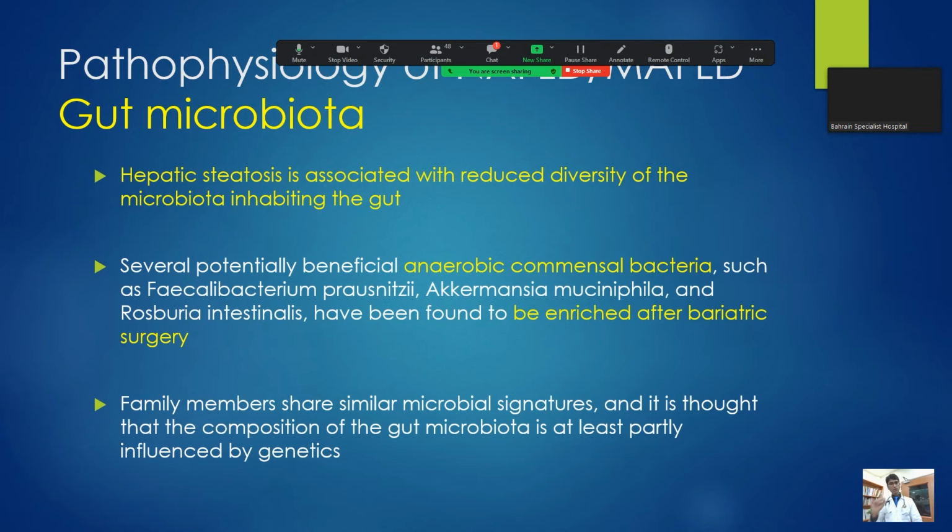Further evidence: it is said that steatosis is associated with reduced diversity of the gut microbiota. And some studies from bariatric surgery have mentioned that certain anaerobic commensal bacteria, Faecalibacterium, Akkermansia, and Roseburia, were found higher or enriched in patients who had undergone bariatric surgery. So this sort of microbiota can also be used as a signature for those who have a tendency to develop fatty liver disease, MAFLD, and subsequently NASH cirrhosis.